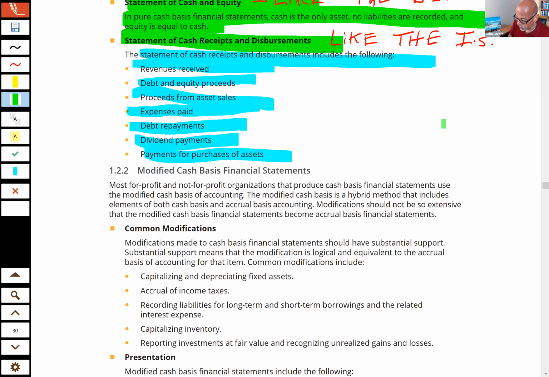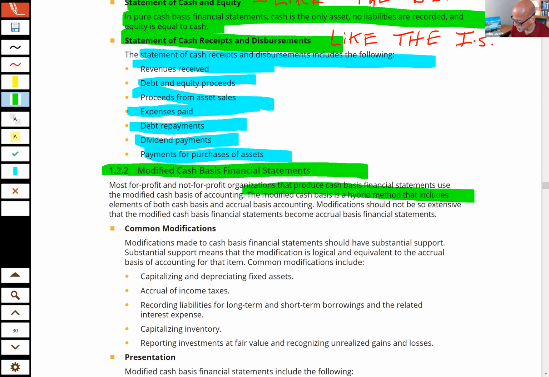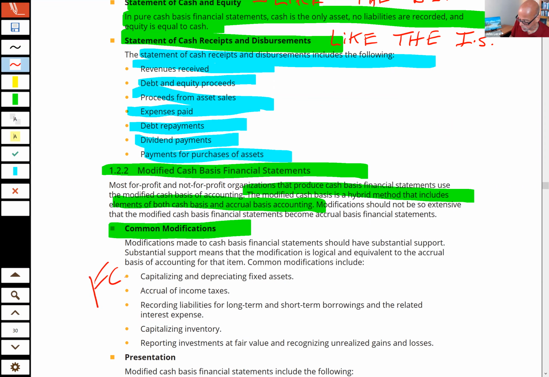Now we come over and we talk about modified cash basis. And basically, it has elements of both cash and accrual. And so let's just look at some common modifications, guys. And I'm going to ask you to flashcard that for modified cash basis financial statements.